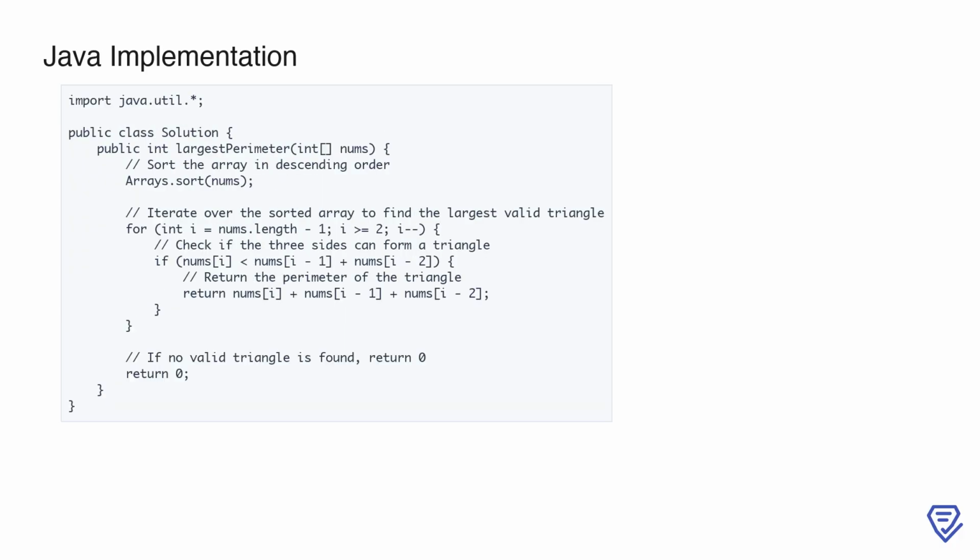This is the Java implementation of LeetCode problem number 976, largest perimeter triangle. The logic mirrors the provided Python solution. The input array is sorted in ascending order, and we iterate from the largest side to check if 3 consecutive sides can form a triangle based on the triangle inequality rule. The key differences include explicit type declarations for variables and the use of Java's Arrays.sort for sorting. If no valid triangle can be formed, the method returns 0.